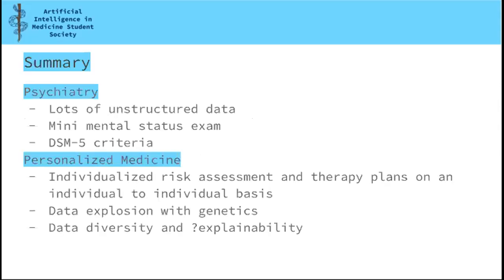So in summary, we talked about psychiatry, lots of unstructured data in psychiatry. Some try to standardize it using a mini mental exam and the DSM-5 criteria. And then we talked about personalized medicine, so individualized risk assessment and therapy plans on an individual basis. And then we had this data explosion with genetics. And remember, data diversity is very important, and consider possibly explainability. Why did the AI tools make the decisions that they did for this specific person?